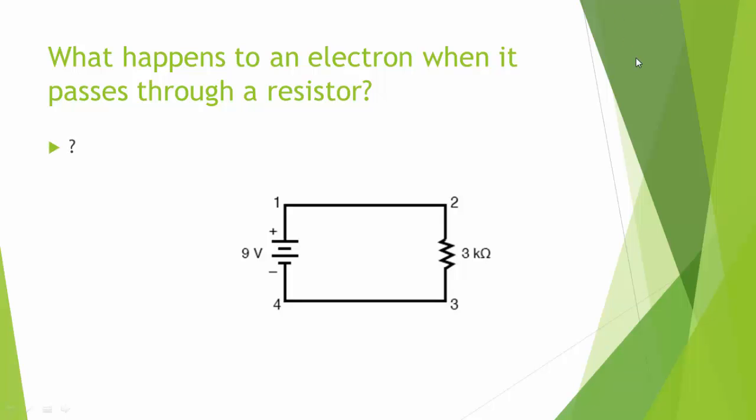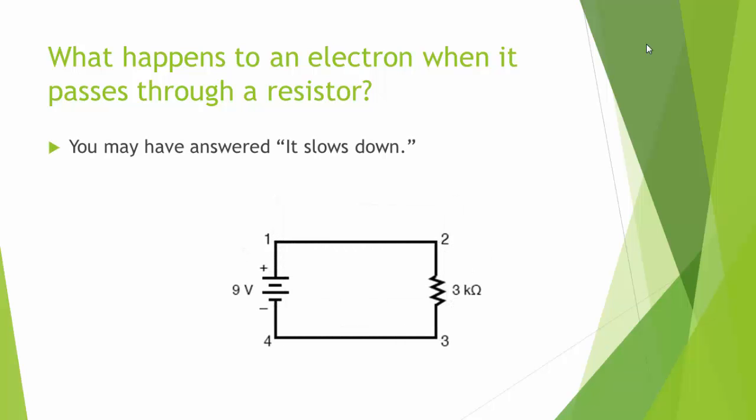Okay, welcome back. So I'm very interested to think about what you may have replied, talking about what happens to an electron when it passes through a resistor. You may have said it slows down. And maybe it won't surprise you to know that that's not the case. Electrons don't slow down as they go through a resistor.